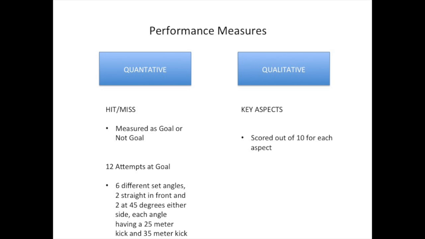The quantitative test performance measure will be scored on a hit or miss. So if the person kicks a goal, they'll be given a point. If they miss, they will get nothing. There'll be 12 attempts at goal at 6 different set angles. So each position will be given 2 kicks, and at the end they will receive a score. The qualitative measure will be a score out of 10 for how well they perform each key aspect. This test could be used as a retention test following a break in training.